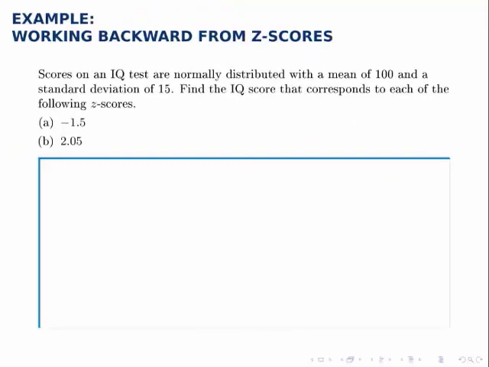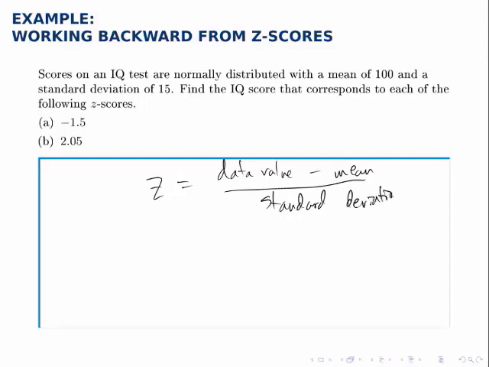Scores on an IQ test are normally distributed with a mean of 100 and a standard deviation of 15. We're asked to find the IQ score that corresponds to each of the following z-scores. So here we're given z-values, and we're asked to work backward from them to the data values. Again, remember though that a z-score is simply a given data value minus the mean divided by the standard deviation.